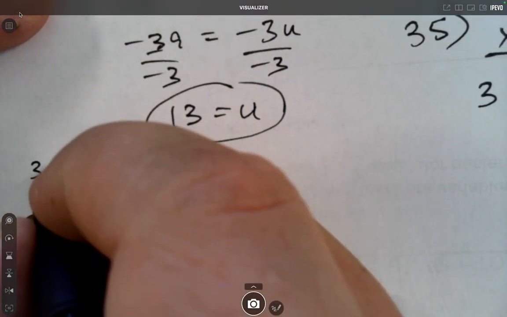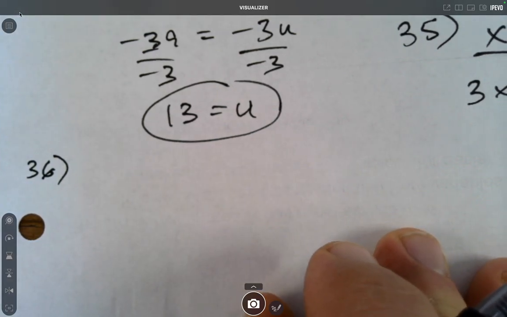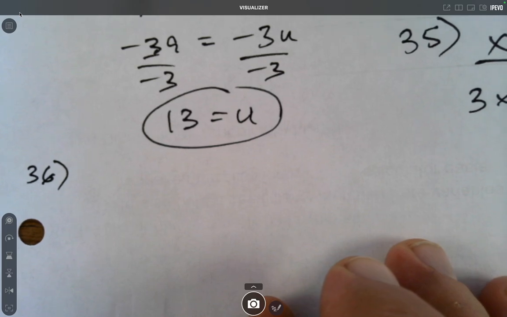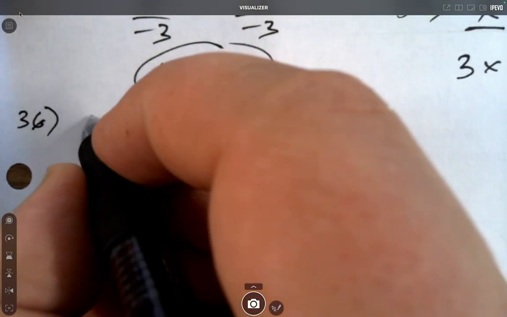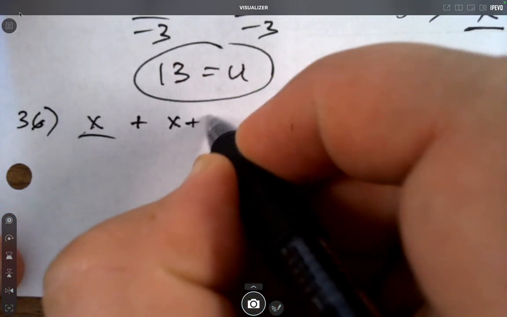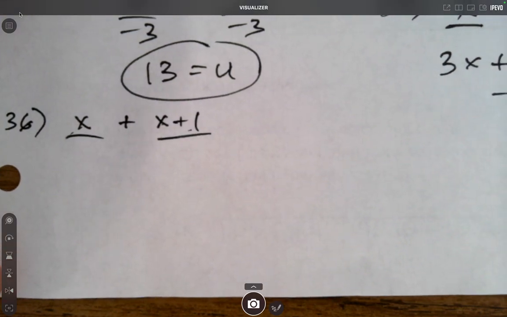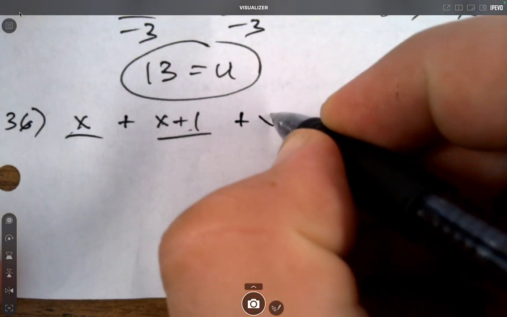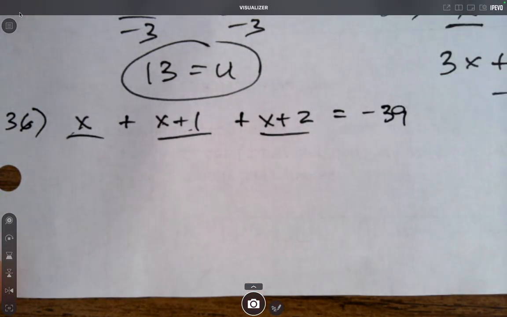Last one. This one's just saying consecutive integers. So that's 1, 2, 3, 4, 5, 6, 7, and so on. These are only 1 apart. It says find 3 consecutive integers with a sum of negative 39. So the first integer is just x, we don't know it. The second one is x plus 1, because we're not skipping any, we're not doing odds or evens, we're just doing all the integers. Next one is 2 bigger than it. And that totals negative 39.